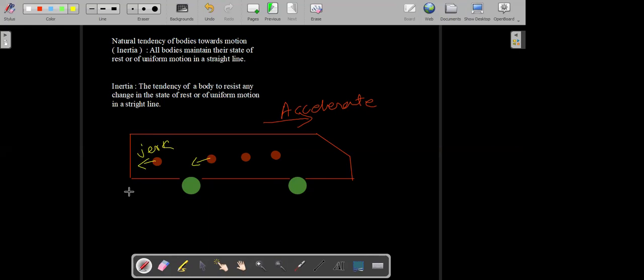The tendency of these objects is to be in the state of rest, because initially the bus was in the state of rest. The bus was stationary, so all the passengers were also stationary. Now when the bus started to move, all of a sudden the bus started accelerating. The tendency of the passengers is still to remain in the state of rest. They do not have a tendency to go with the bus. So because of this tendency, all the passengers feel a backward jerk.